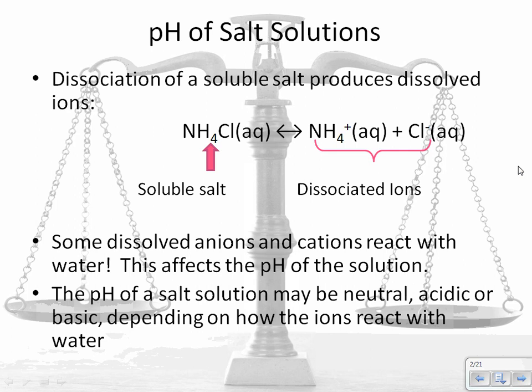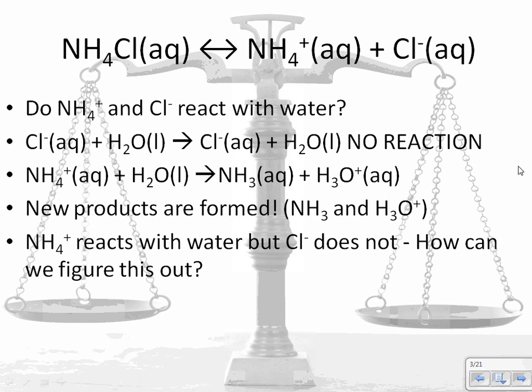So if the anion, the negative ion, or the cation, the positive ion, reacts with water, it can change the pH of the salt solution, and it will change it to be either acidic or basic depending on how the ions react with water. So what you're going to start to ask yourself is: take any salt and write out the dissociation equation, just like I did at the top of the slide here. Then ask yourself, do NH4+ or Cl-, or both, react with water? In this case, I'm going to give you the answer. Now, I know you don't know how to figure out the answer yet, but I'm just going to show you an example of how this would look.